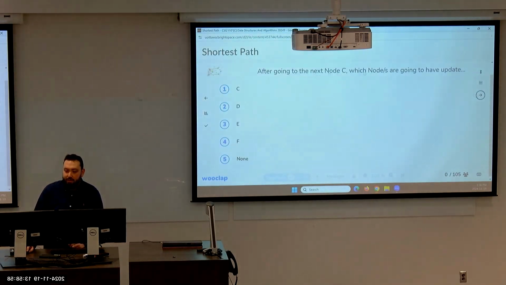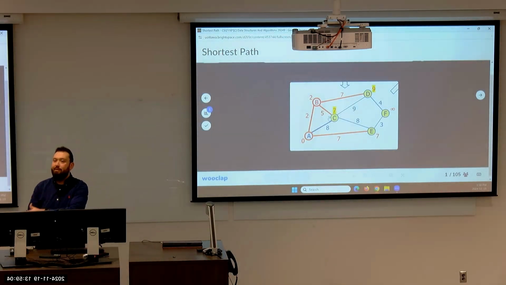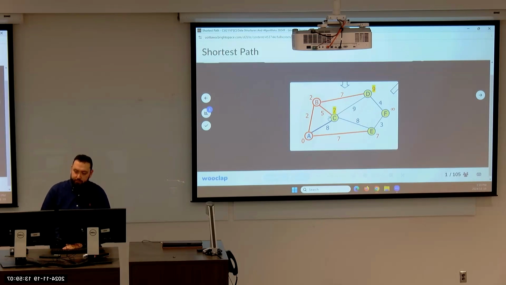Now, after going to the next node, you're already here at C. Which ones are going to be updated? So you are at C. First step, I'm going to look at the adjacent nodes to C. What are the adjacent nodes to C? D and E. So F, I'm not going to touch it. Let's start with D. D is 9. What is the alternative? It's 9 plus 7. So of course, I'm not going to update it.